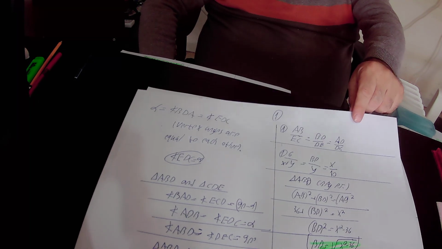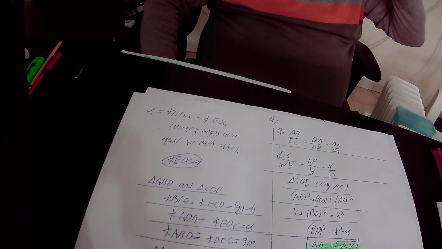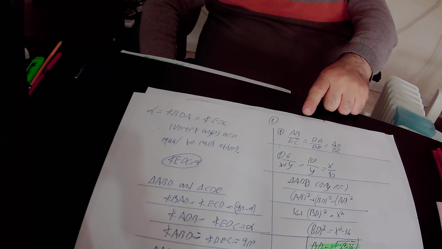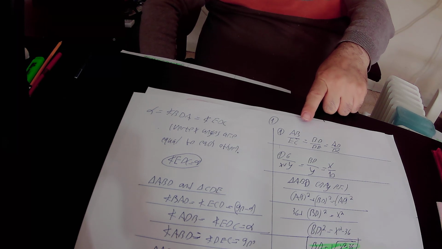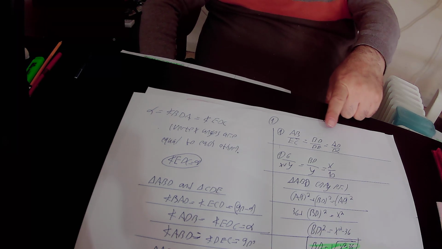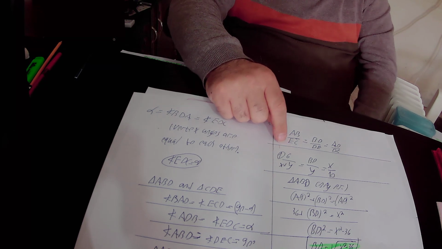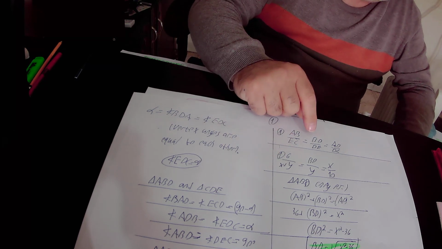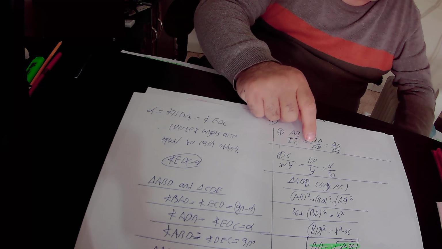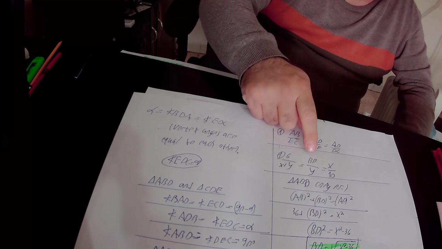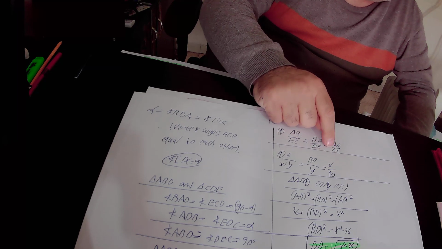And from the fact that those two right green triangles are similar to each other, we will conclude that AB over EC equals BD over DE equals AD over DC. AB equals 6, EC equals x plus y, BD equals BD, and DE equals y according to our definition. AD equals x and DC equals 10.